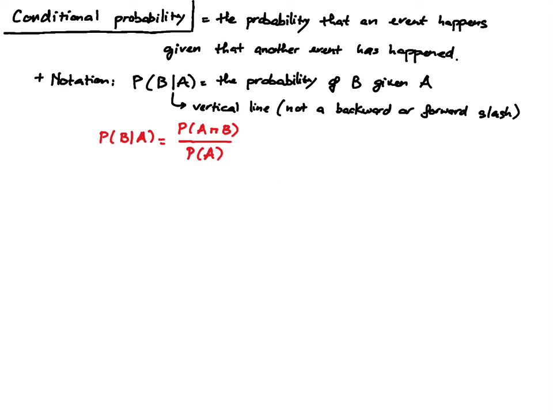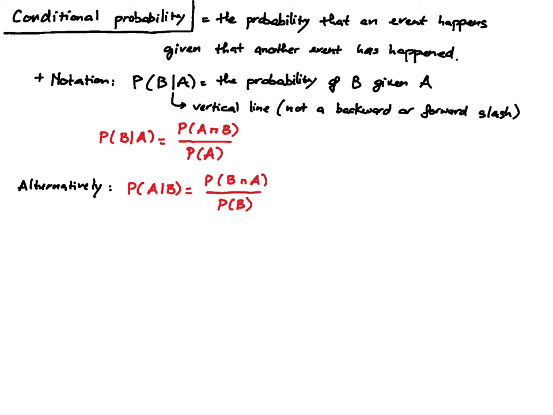Now, in some cases, you may also want to find the probability of A given B, right? To find the probability of A given B, wherever you see an A in the original formula, you want to replace it with a B, and whenever you see a B, you want to replace it with an A. So the probability of A given B is then going to be equal to the probability of the intersection of B and A divided by the probability of B.